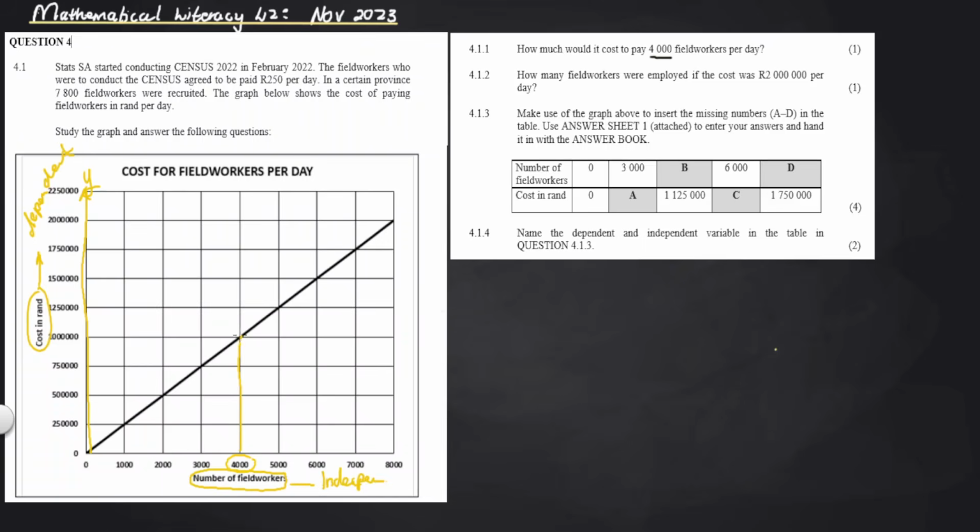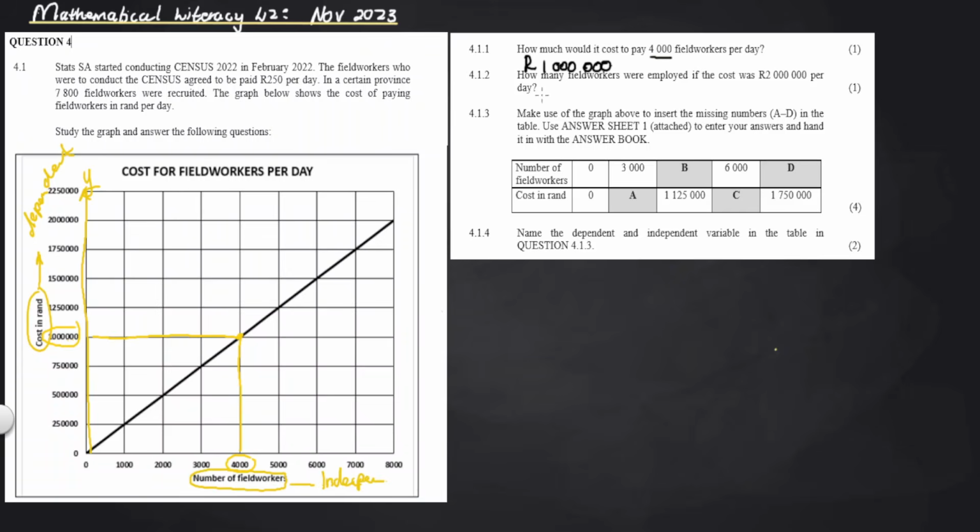We draw a straight line all the way up to the graph, and where it intersects the graph, we read across. It's going to cost us about 1 million. 1, 2, 3, 4, 5, 6, yes, it's 6 zeros, so that's a million Rand. This cost 1 million Rand. I took this value off the graph.